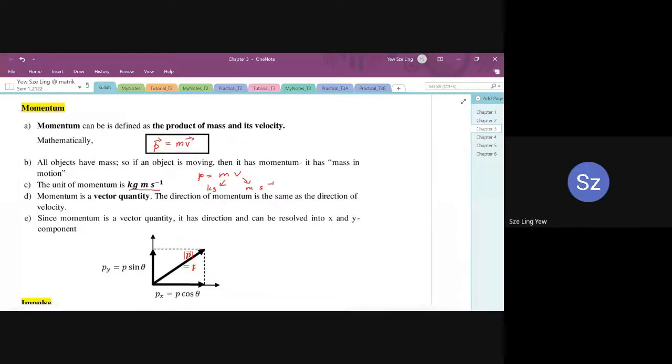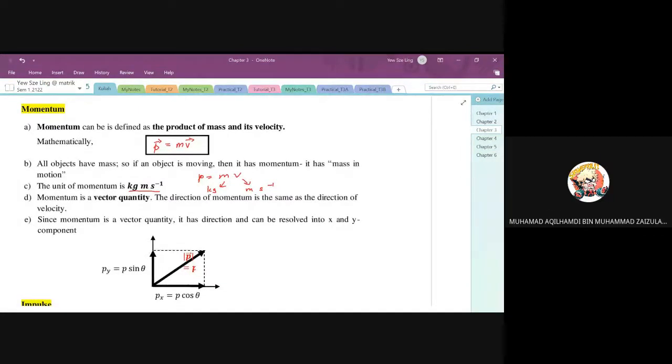Madam, yes? The arrow above in the box, is it only on P and V? P and V only, because m is a scalar quantity. So scalar quantity, no arrow.